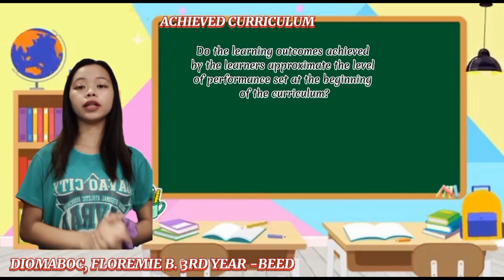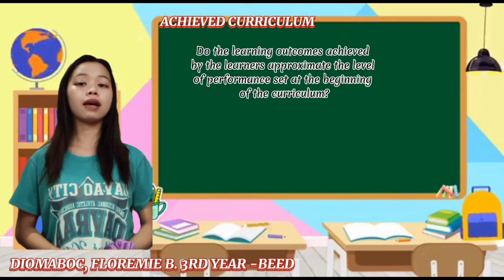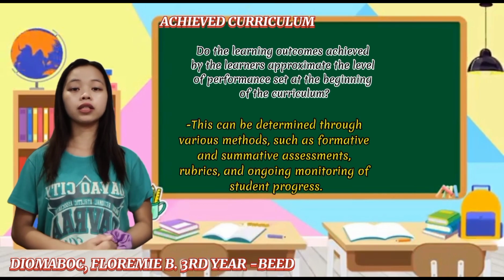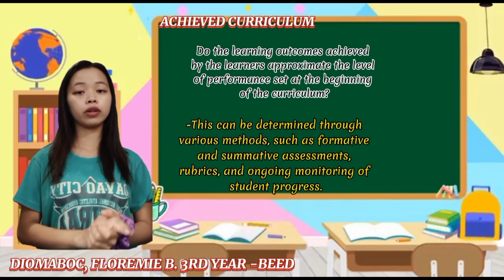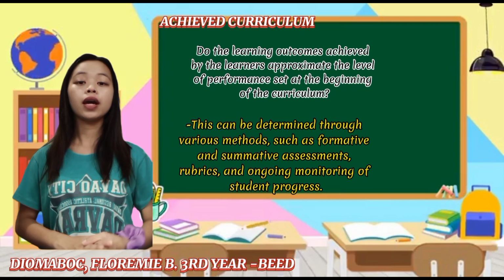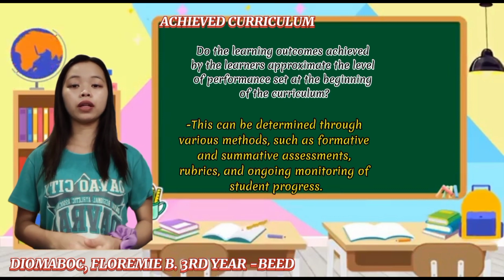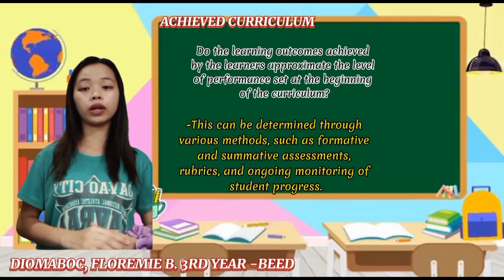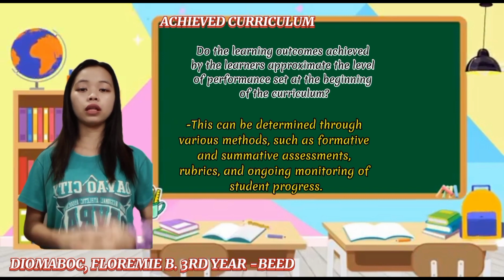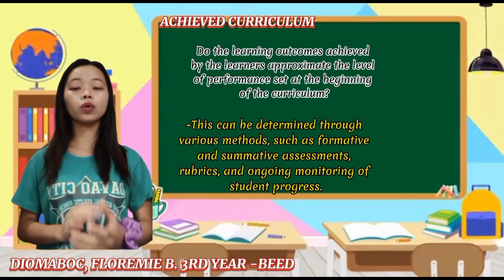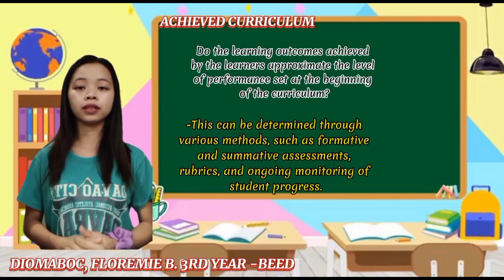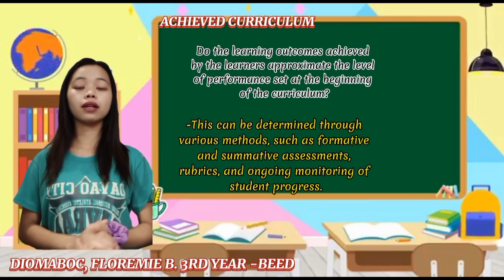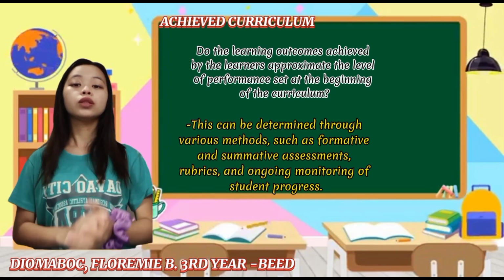This is the continuation of the Achieved Curriculum. The first question is, do the learning outcomes achieved by the learners approximate the level of performance set at the beginning of the curriculum? This typically involves curriculum evaluation and assessment. It can be determined through various methods such as formative and summative assessments, rubrics, and ongoing monitoring of students' progress. It's important to continuously assess and adjust the curriculum to ensure that the learners are progressing as expected and meeting the set performance standards. Additionally, feedback and data analysis are essential in this process to make necessary modifications to the curriculum.